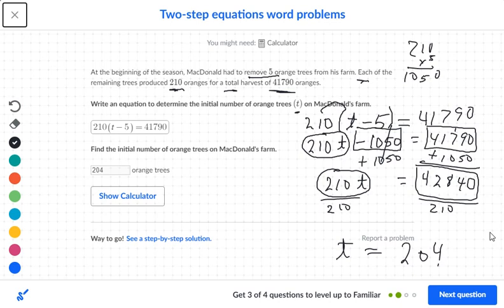So again, it's similar to the other ones. You got the word each, you got the word total. So we know that the 41,790 is by itself. We see the word each, and normally you would put that with the 210. But this one's actually a parentheses because we want to figure out how many trees we had. But from that total, we were subtracting by 5, so we had to actually use the parentheses.